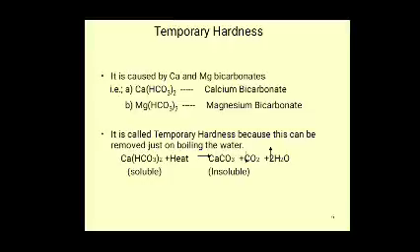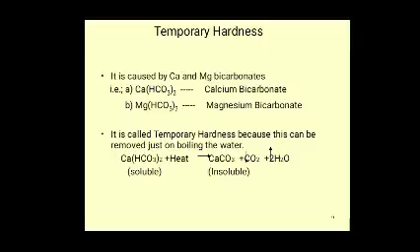This calcium bicarbonate is a soluble product in water. The soluble product when boiled forms insoluble calcium carbonate. This insoluble calcium carbonate forms a white precipitate at the bottom of the container. This is one of the processes of removal of temporary hardness of water.